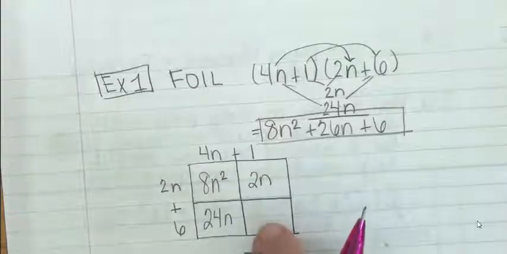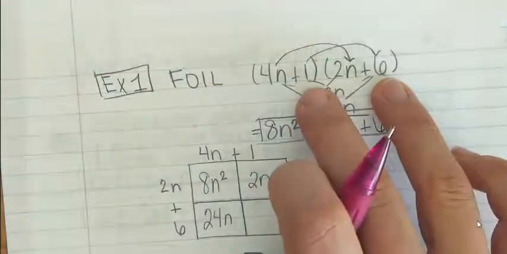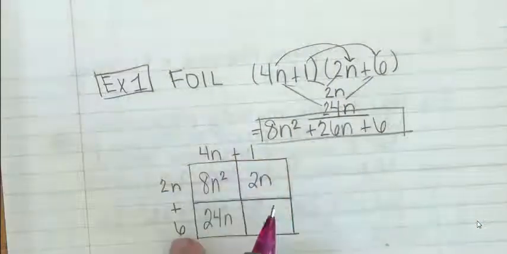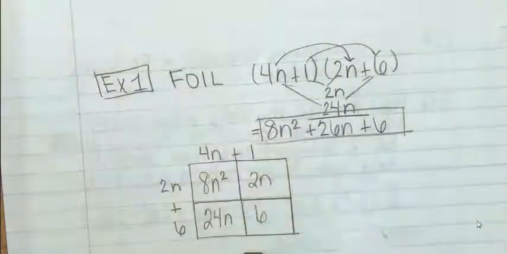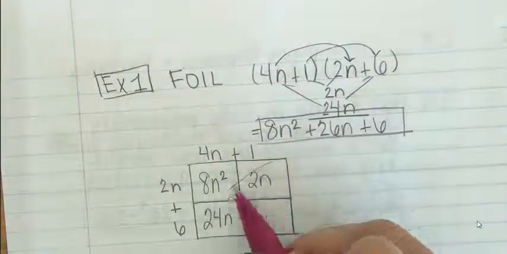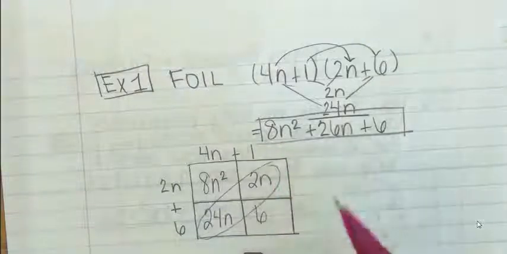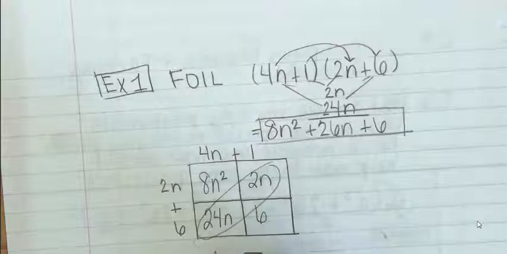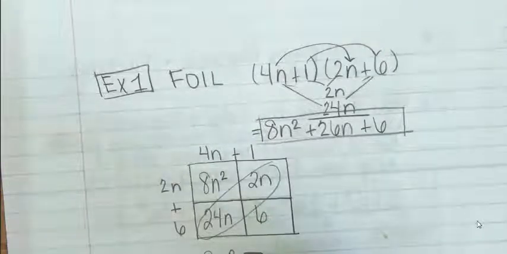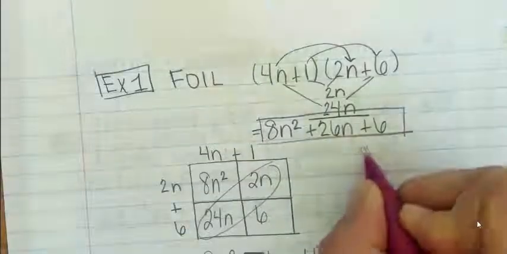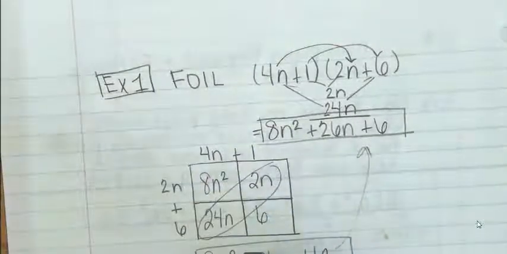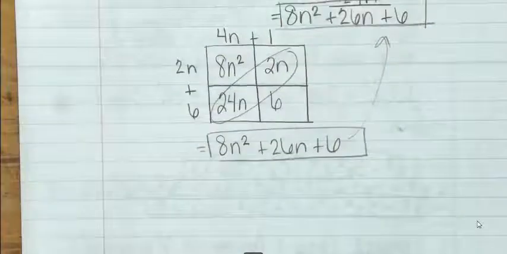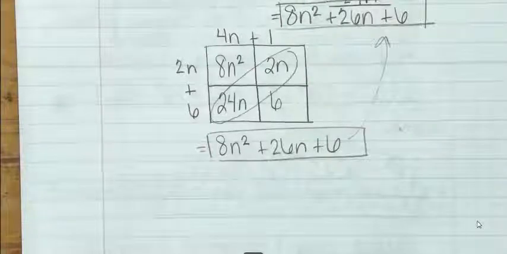And then my last box here is going to be my last two terms. 1 times 6 gives me 6. Notice that these are like terms because these come from the outers and the inners. And that gives me a total of 26n. So you have a total of 8n squared plus 26n plus 6. And that matches exactly, right? So that's just another way that we can look at this.